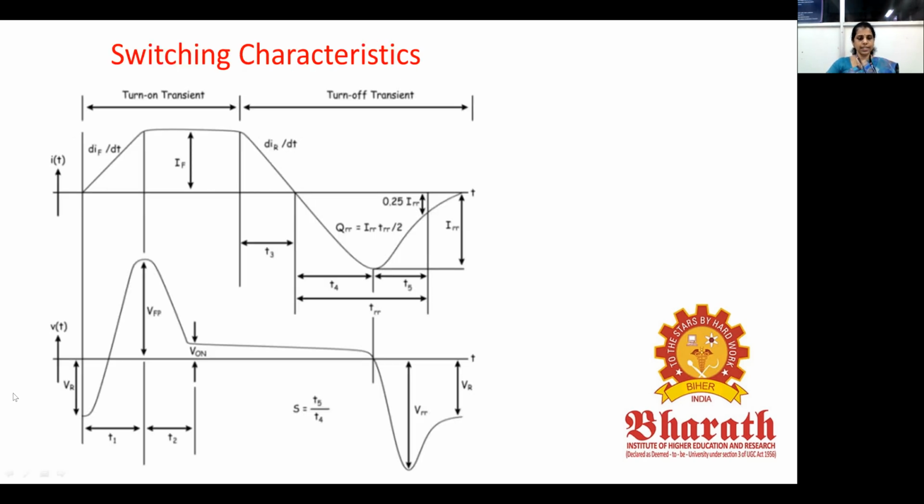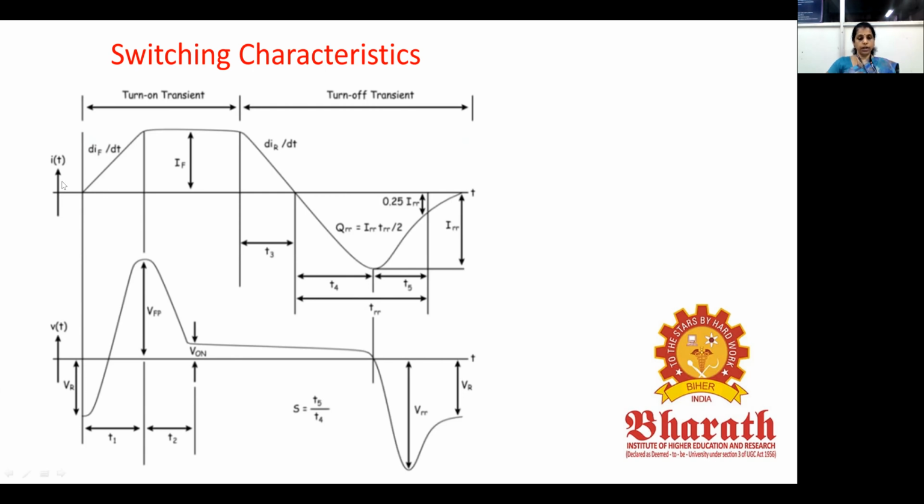So we can see the graph here. We have plotted two characteristics with respect to time, that is the current with respect to time and the voltage with respect to time. We are going to divide into two segments: one is the turn on characteristics, another one is the turn off characteristics. Both are with respect to time.